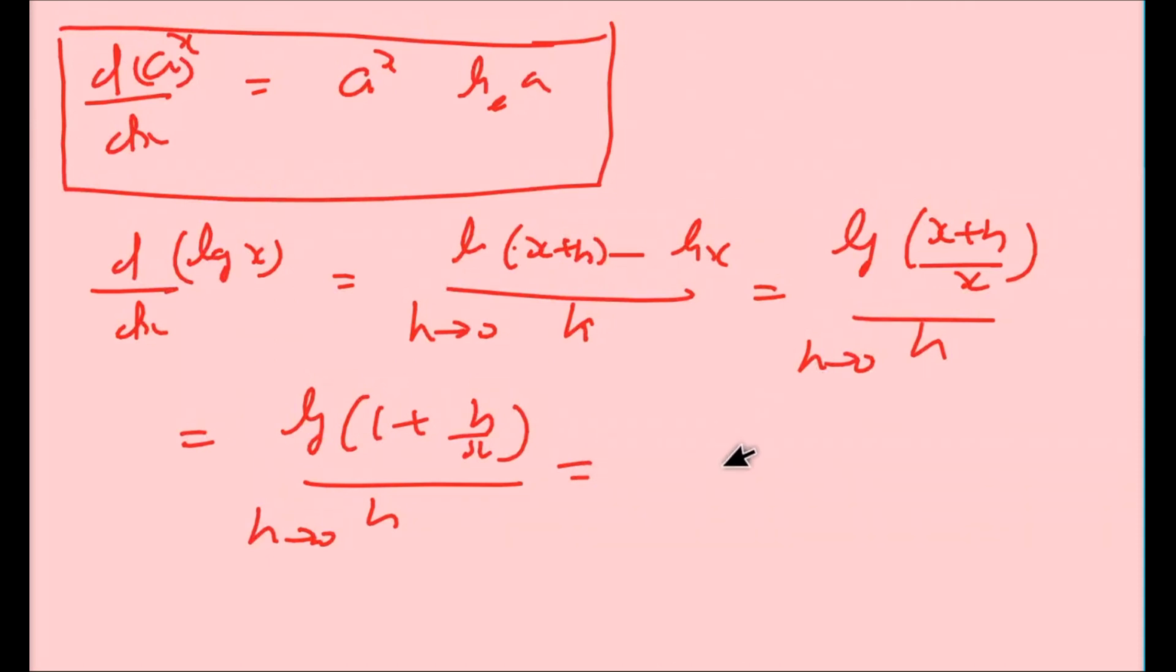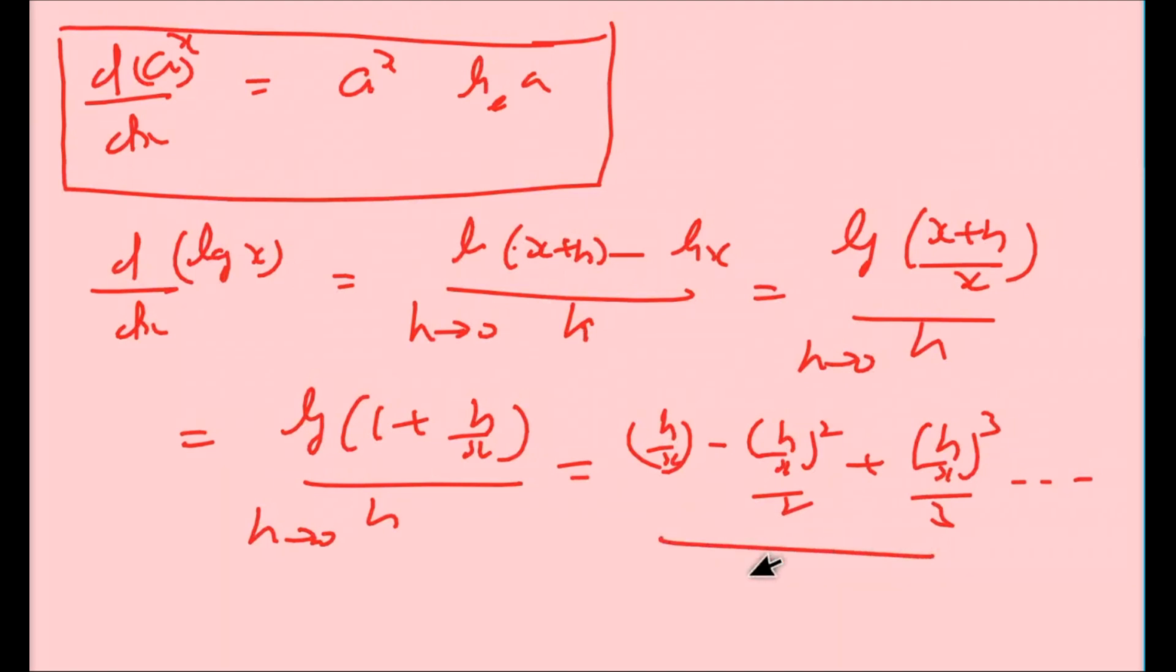Now using the limit of this h upon x, here h upon x only. We can write this series: h upon x minus (h upon x) square upon 2 plus (h upon x) cube upon 3 and so on, upon h.